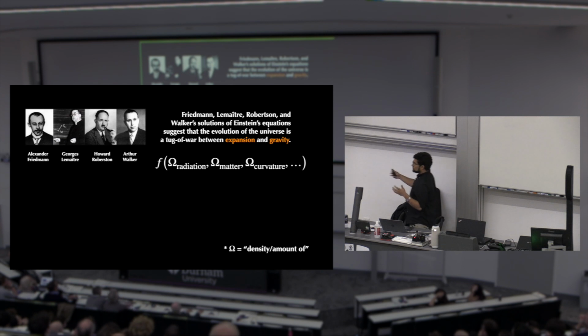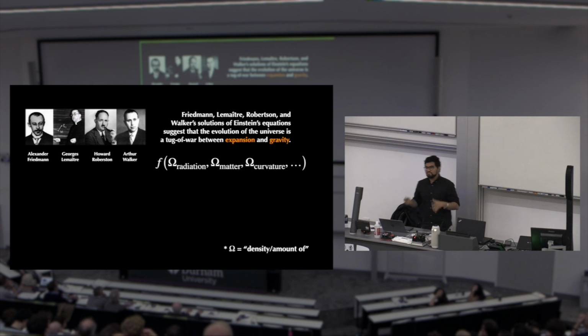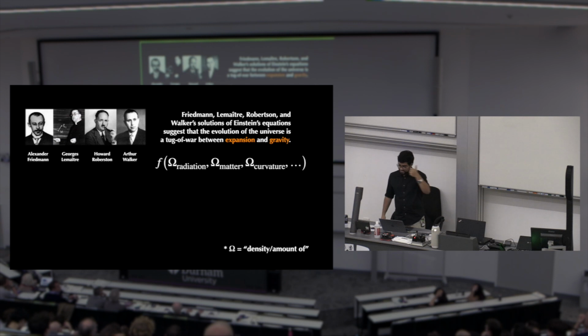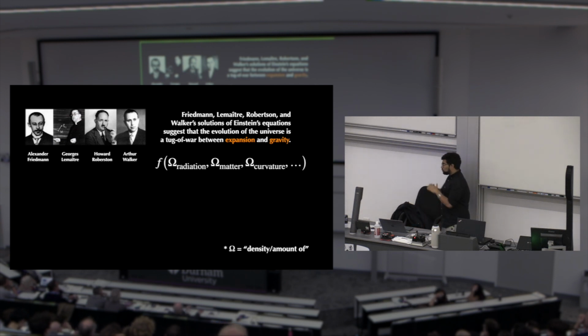And over the course of a few years, some of these solutions came rather elegantly through the work of Friedman, Lemaitre, Robertson, and Walker. And essentially they said that the evolution of the universe is this constant tug of war between expansion and gravity. And in particular, you can say that all of this depends on some kind of combination of what the universe is made of in terms of how much radiation there is, how much matter there is, so basically gravity, and what the shape of space and time is. Is it flat?